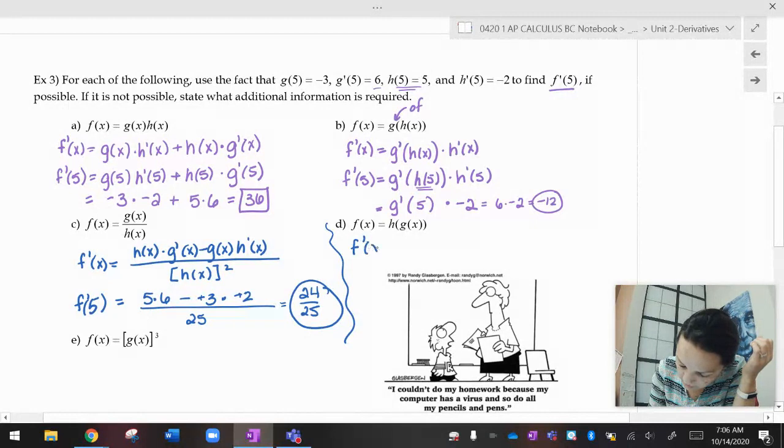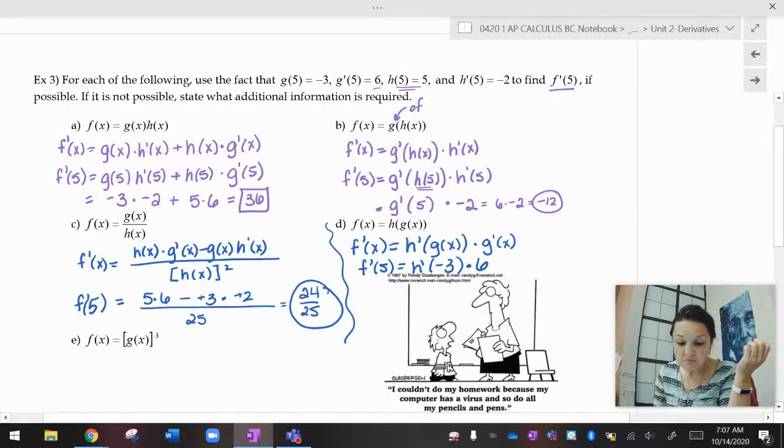And then when I get to d over here, d requires a chain rule. So the derivative is just like our derivative from b, except I'm going to take the derivative of the outside, keep the inside, times the derivative of the inside. So if I want f prime of 5, I have h prime of g of 5. g of 5 is negative 3, times g prime of 5, which was 6. And now I can't figure it out.